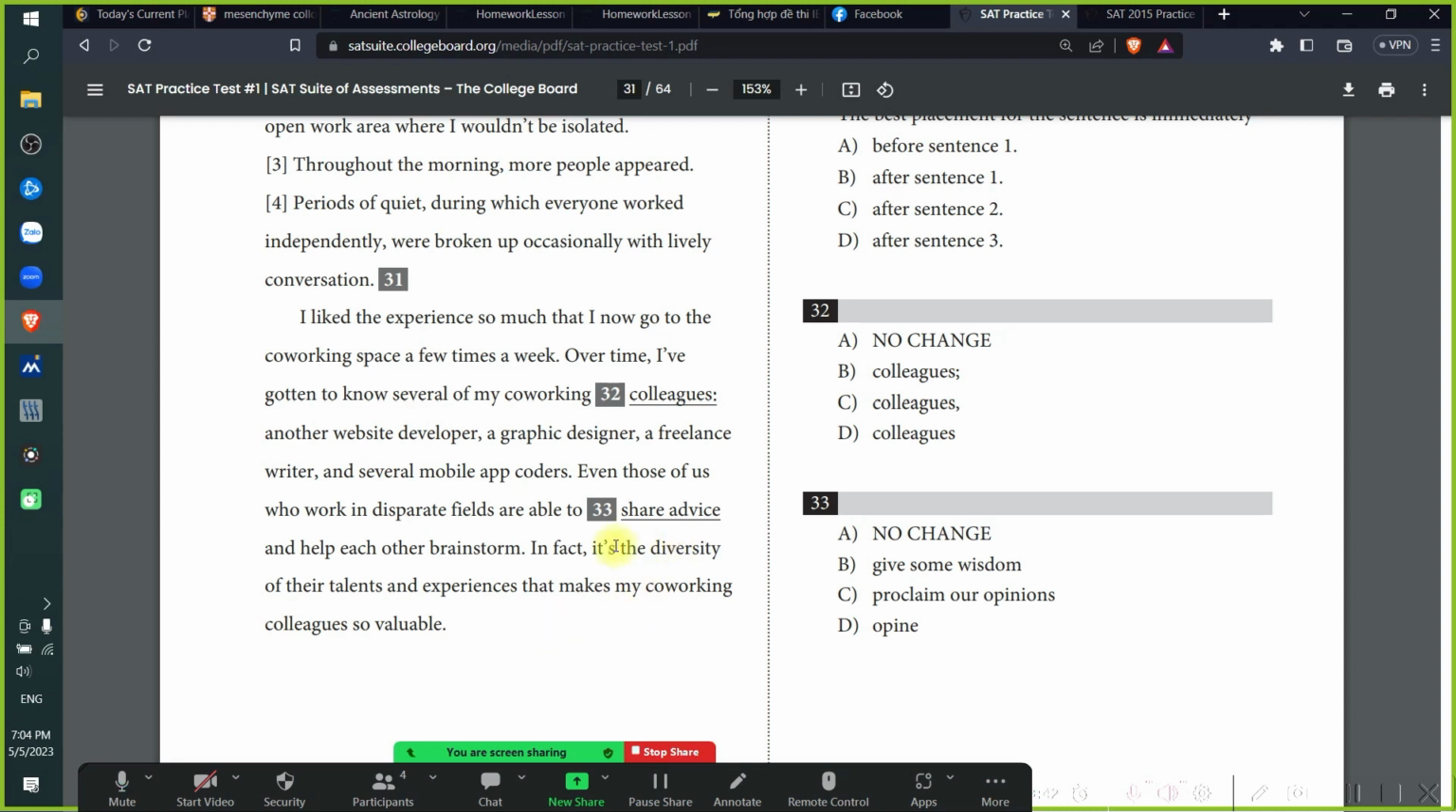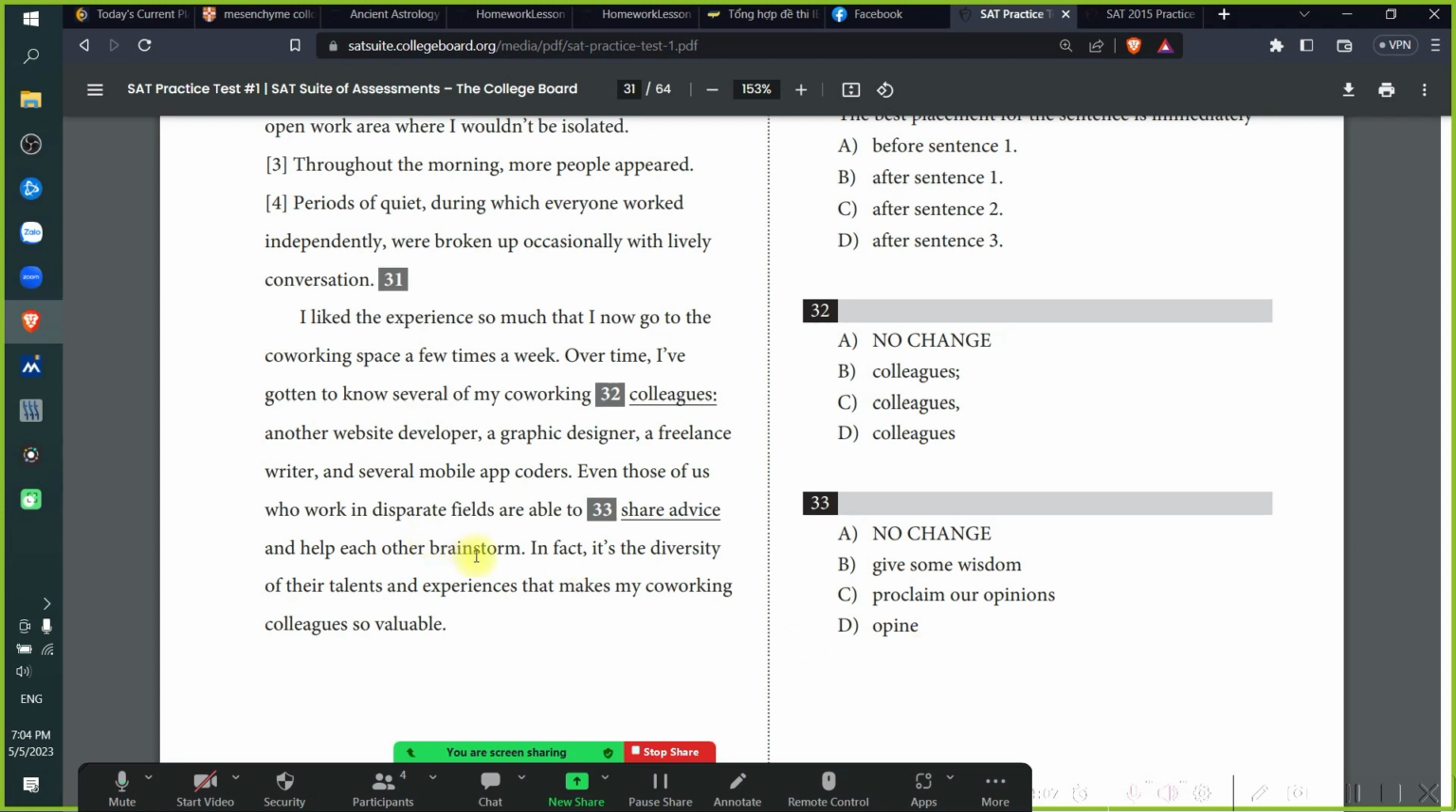Able to share advice. To give some wisdom is not appropriate in this situation. Cái chỗ mà cho một số cái lời mà thông minh, thông thái nó không phù hợp trường hợp này. Mình đang nói về chuyện làm việc ở công sở mà thông thái cái gì? Proclaim our opinion. Chứng minh được cái nhận định chúng ta.